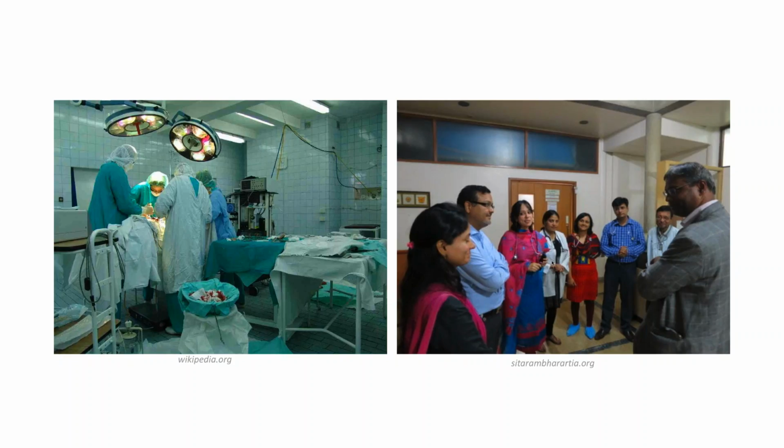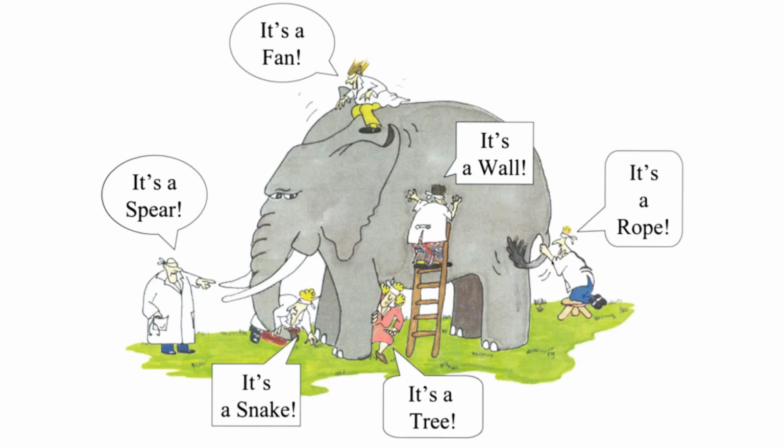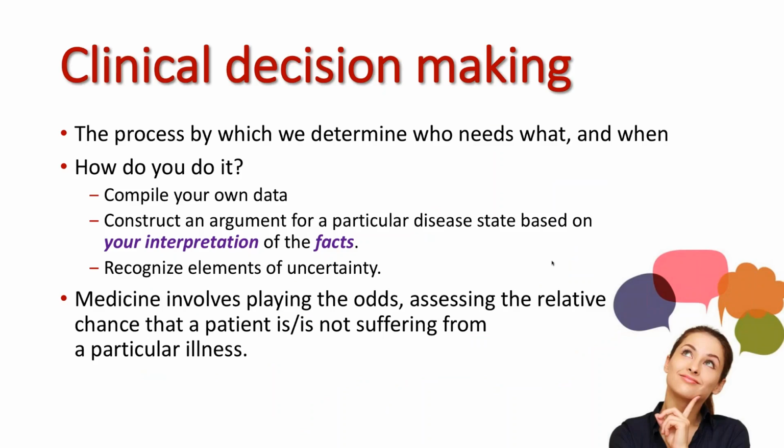So why is this important? I think making a diagnosis is really very important because many times the way we diagnose a condition is pretty analogous to this elephant and the blind men situation, where depending on which part of the elephant you are touching, you make a different interpretation of what you are looking at. So clinical decision making, if you want to define it, is a process by which we determine who needs what, who in this case is our patient, who needs what and when.